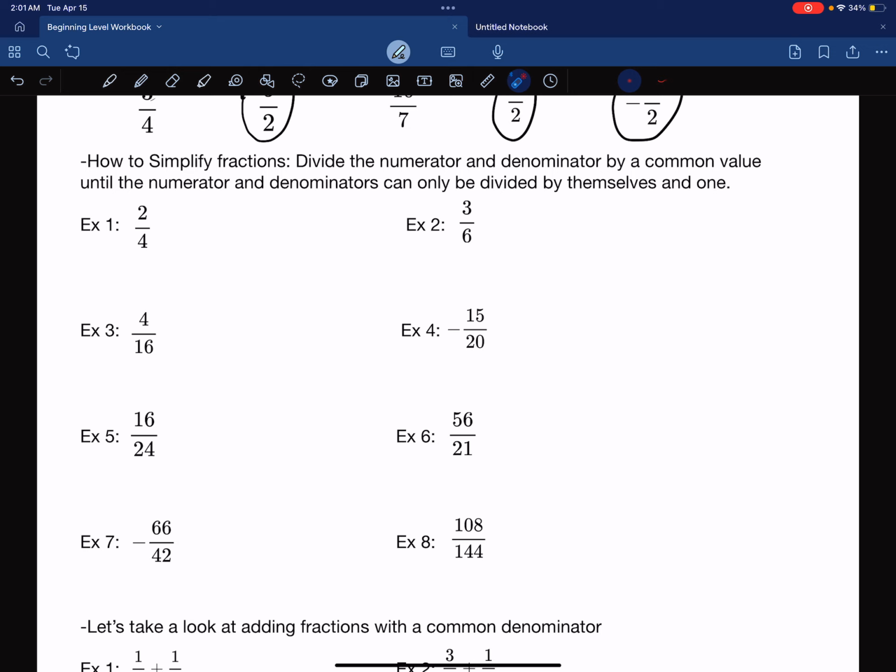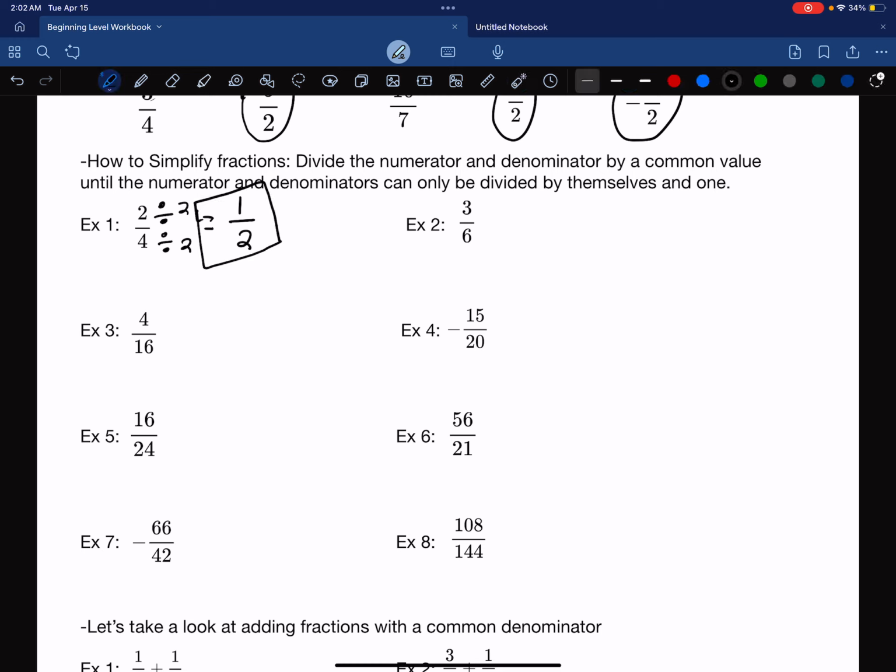And if you're thinking we can divide by 2, you are correct. So we can divide the numerator by 2 and divide the denominator by 2. And 2 divided by 2 is 1, and 4 divided by 2 is 2. And once we get here, we have 1/2, and we can't divide by another common value that divides into 1 and 2 evenly without reducing these numbers. Because we could divide by 1, but 1 divided by 1 is 1, and 2 divided by 1 is 2. So we're not actually changing the value. So this is simplified.